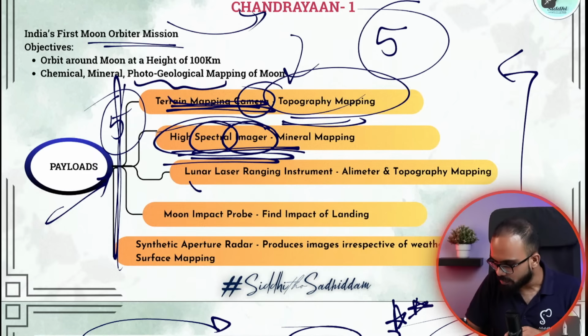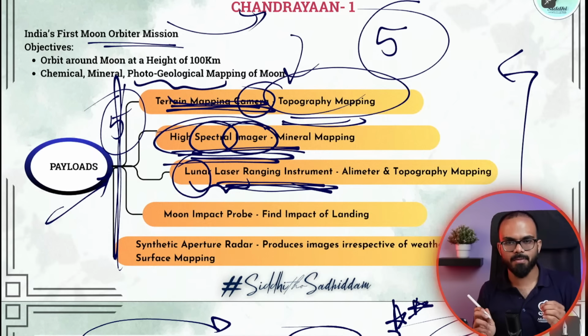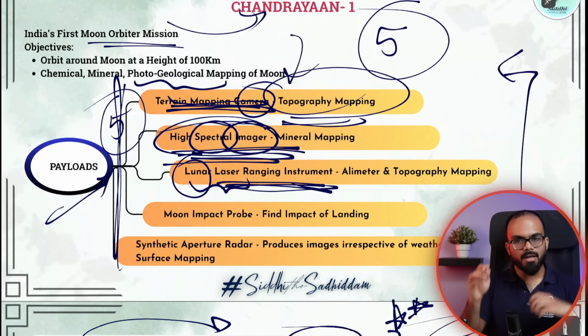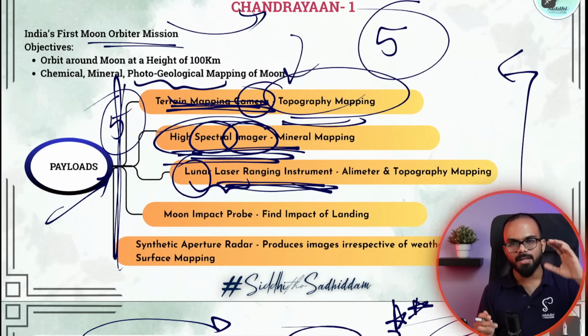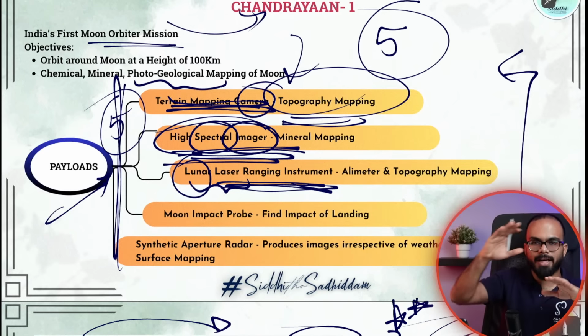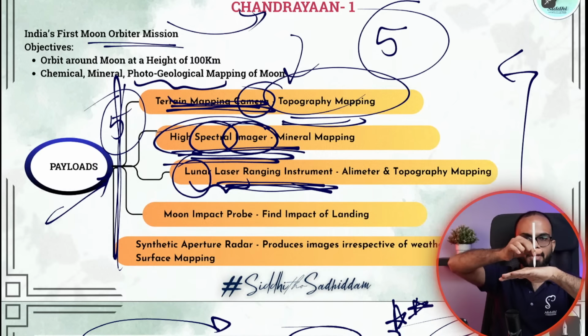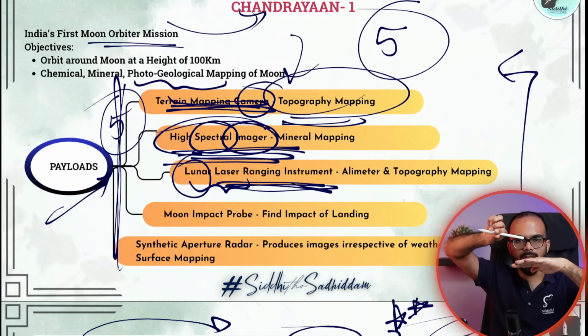Then we have the lunar laser ranging instrument, lunar meaning moon. The meaning of laser ranging instrument is, as I was telling you, in the first mission our objective is to understand the topography. Understanding topography means we are understanding the height. For example, on this surface, at this point I have 5000 meters elevation. At this point I have 2000-meter depression.